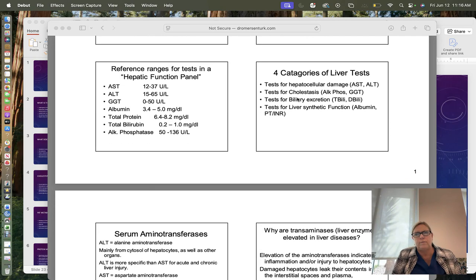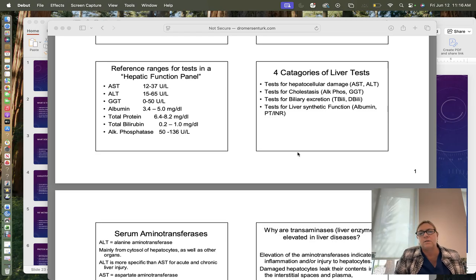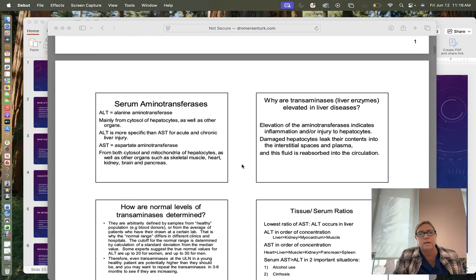So we do have four categories of liver tests. I talked about the AST, ALT specifically, and that is for hepatocellular damage. There are also tests for cholestasis, which is gallbladder disease. We can look at alk phos with that and GGTs. What about biliary excretion? Are they looking jaundiced? We're going to see what the bilirubins are reading. And then also liver function. Remember albumin, the making of proteins, and also PT/INR because that is the coagulation readings.